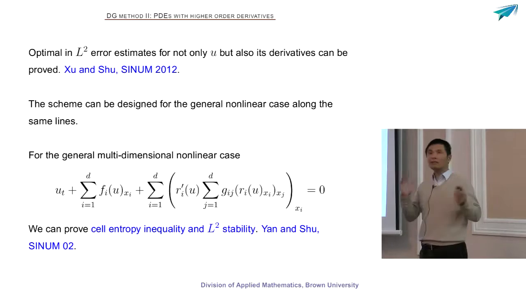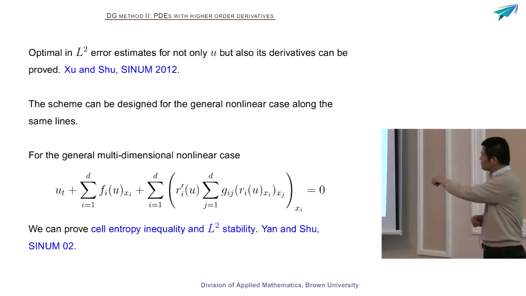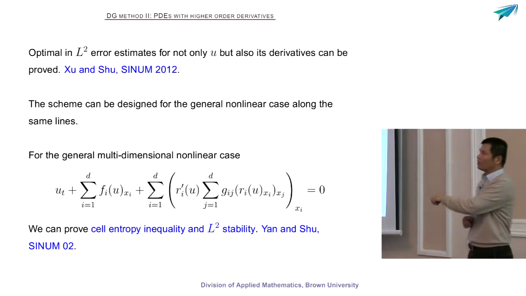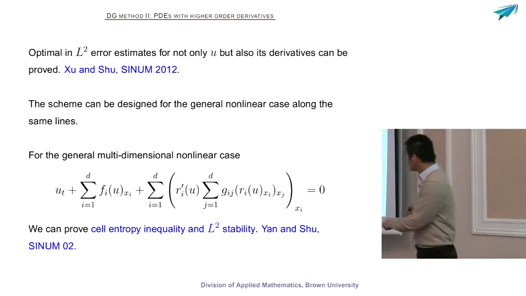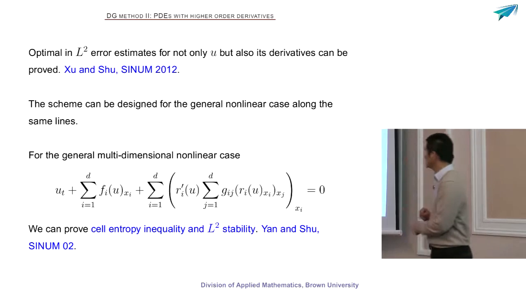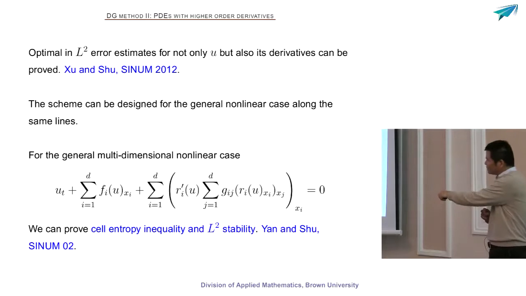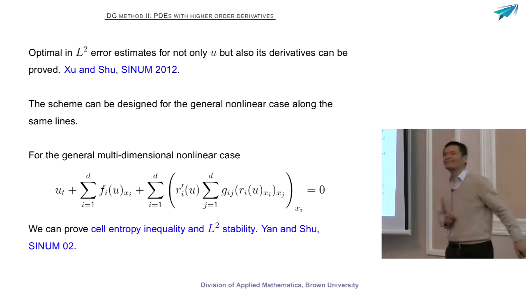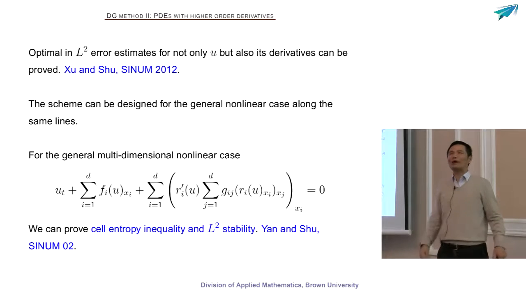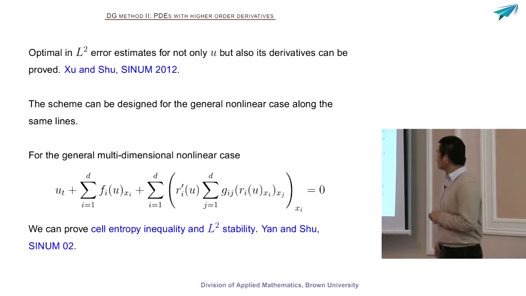As I mentioned, the simple scheme that I outlined before can be generalized to multidimensional nonlinear PDEs with the same results as you have seen before, namely you have the stability. Yeah, the stability is the most important thing: cell entropy inequality and L2 stability. Here is the paper, SIAM Journal on Numerical Analysis, 2002. You can see that it took 10 years to get this proof of optimal order of accuracy. Okay.